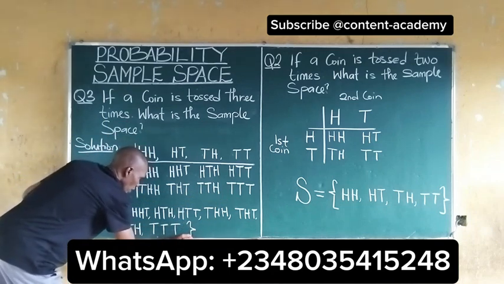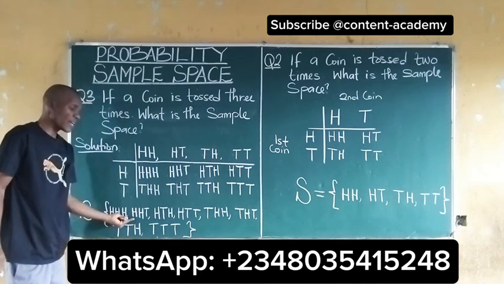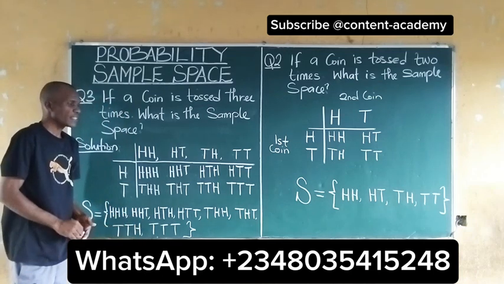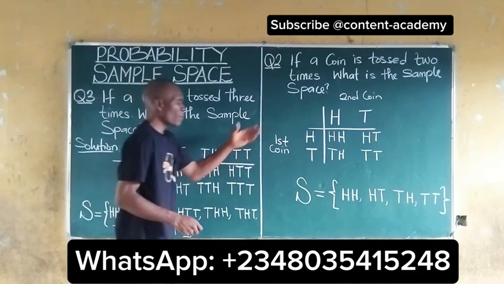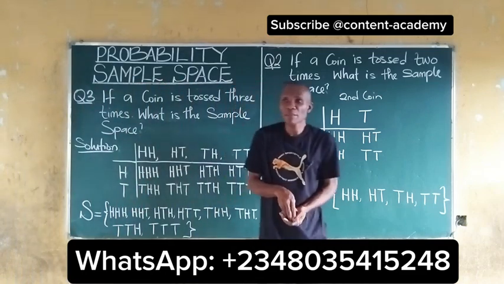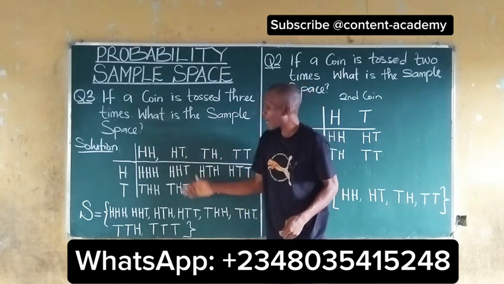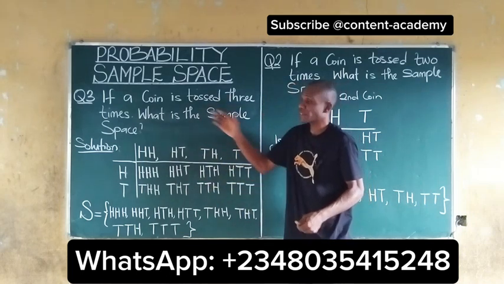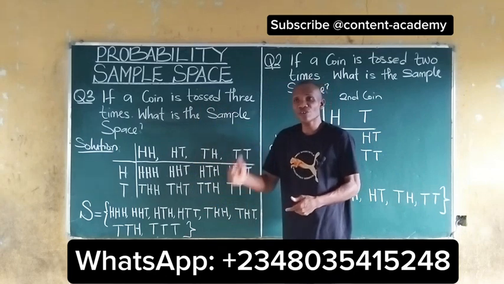So this is what we get. We have 8 outcomes. So this is simply how we can compute the sample space. This is how we can easily compute the sample space in probability theory.